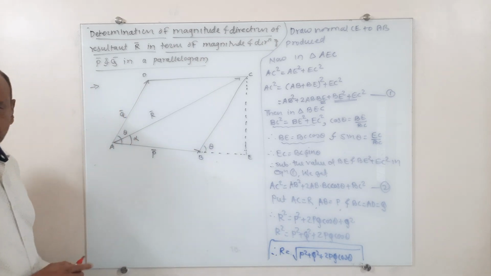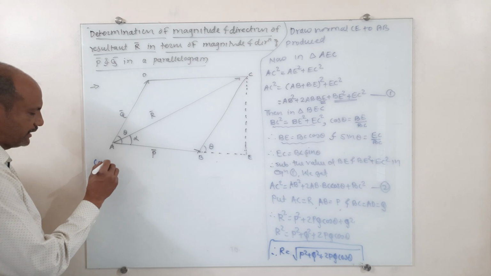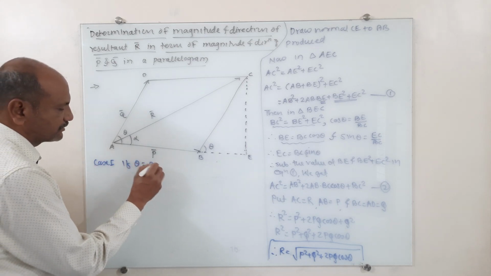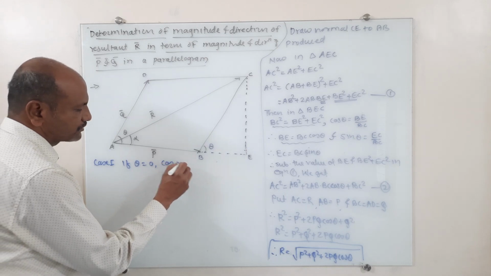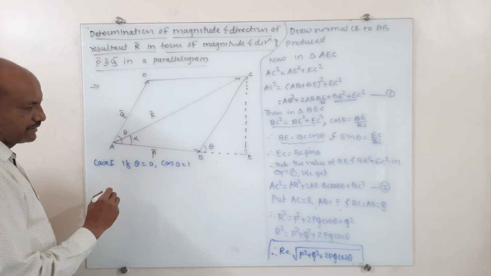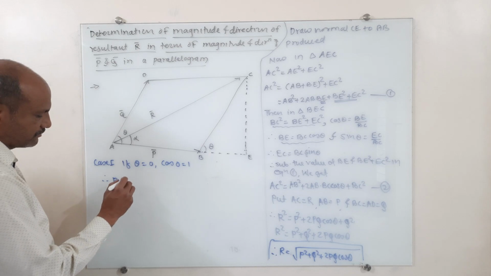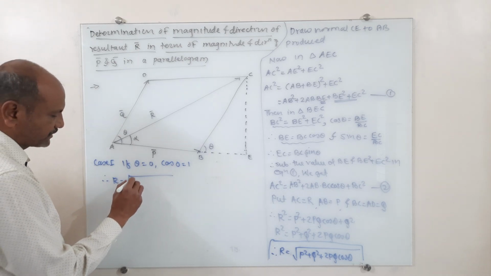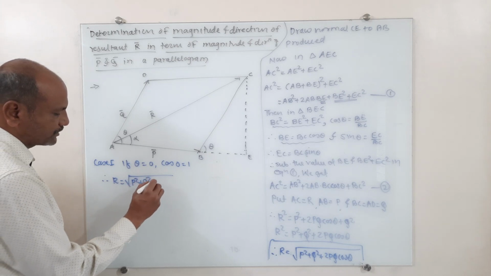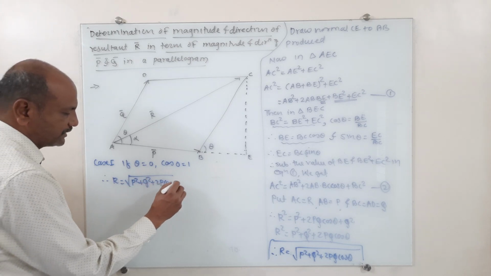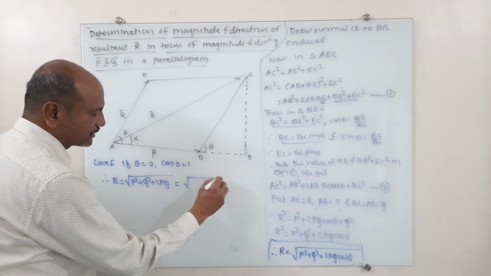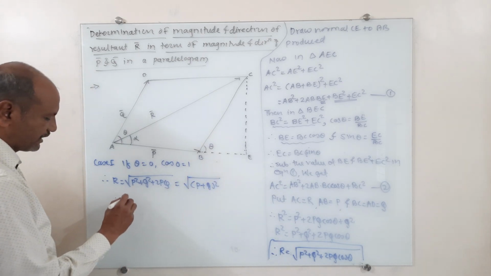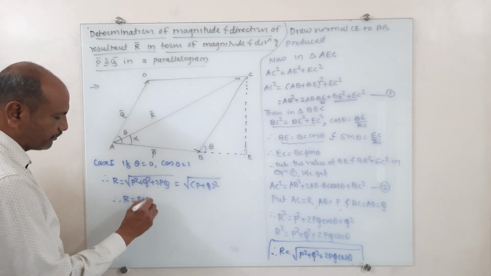Case number 1. If theta is equal to 0, cos 0 is equal to 1, therefore R is equal to under root P square plus Q square plus twice PQ, which is equal to under root P plus Q whole square, and therefore we get R is equal to P plus Q.